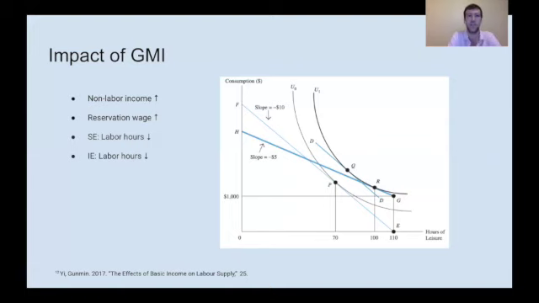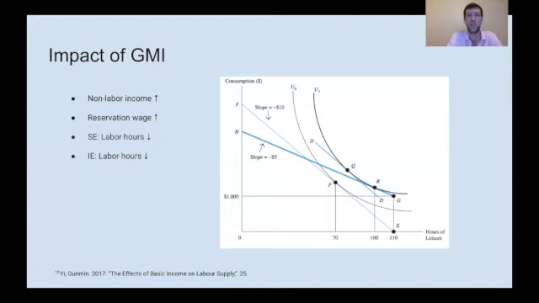Next, I'm going to talk about the substitution and income effects from the implementation of a GMI. The total effect, in essentially all cases, will be causing the individual to devote less hours to work, and as a result, they're going to consume more leisure. The income effect in this specific scenario is shown by that parallel shift upward of the budget constraint. Since the person is now effectively gaining more non-labor income, they're going to choose to work less because they can get the same amount of money for less work.